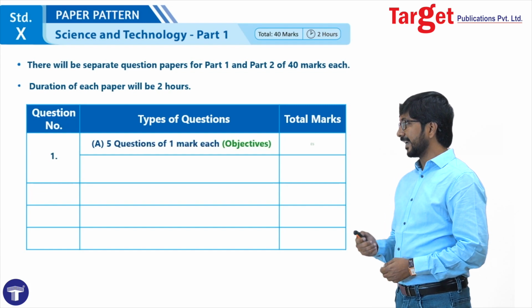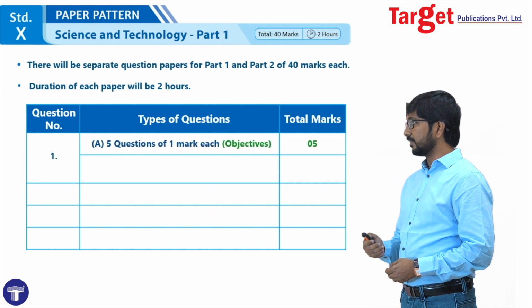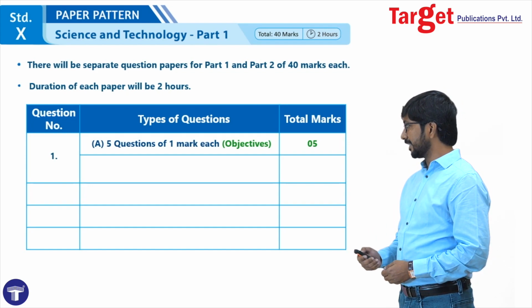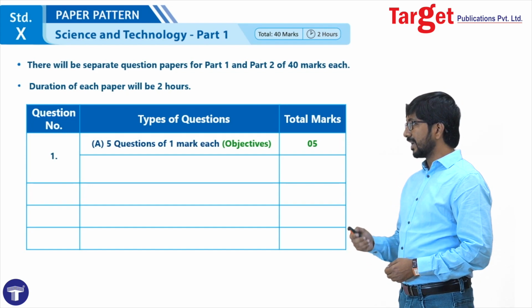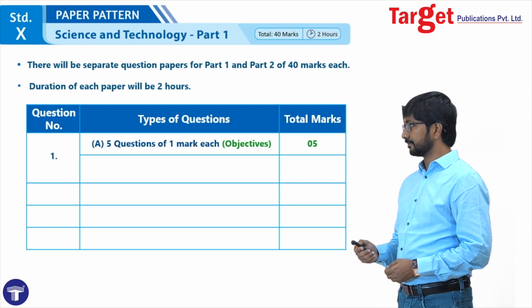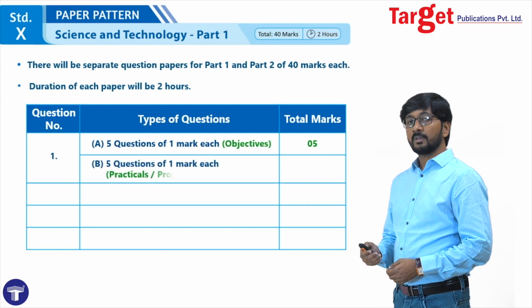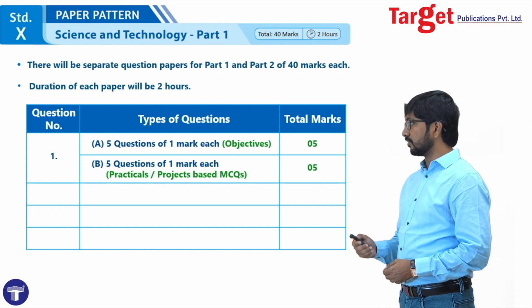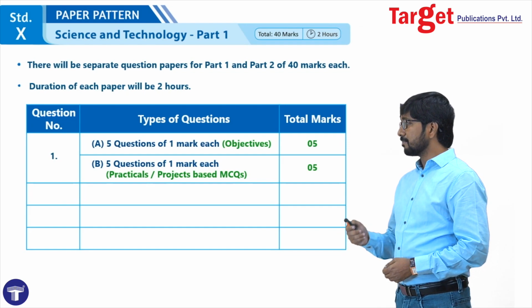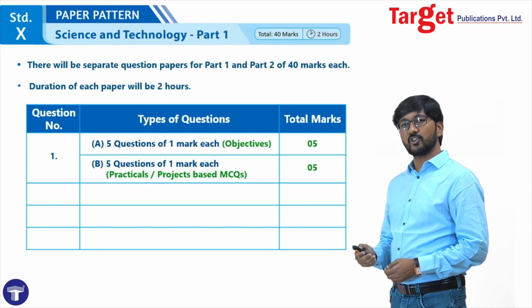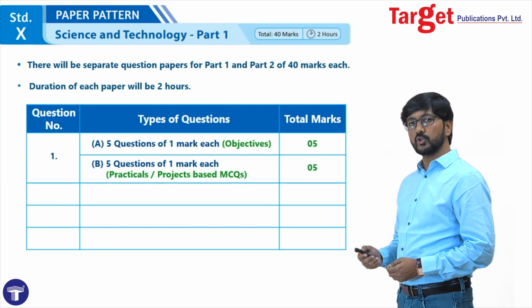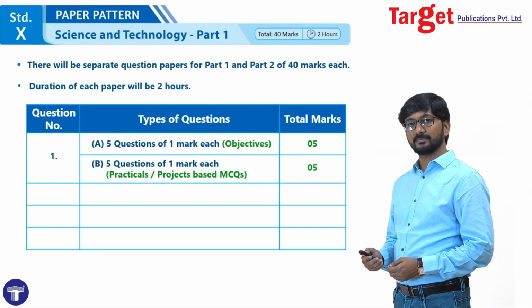Question number 1A would have 5 questions of 1 mark each. It would contain objectives. So question number 1A would be for 5 marks. Question number 1B would contain 5 questions of 1 mark each. These multiple choice questions would be based on practicals as well as projects. So question number 1B is also for 5 marks.